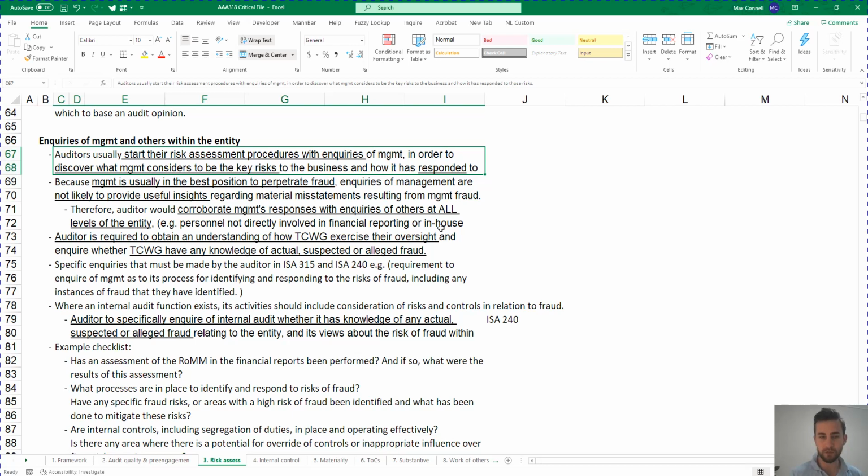And part of that is just talking to management and asking them what they consider the key risks to the business, because they know the business, they know the industry better than most, especially more so than the auditor, and also how that company is responding to those risks.